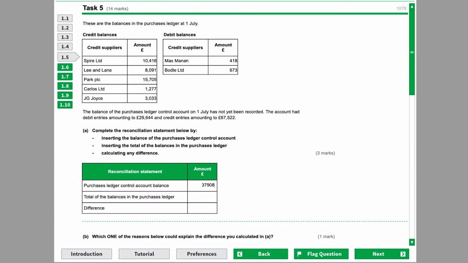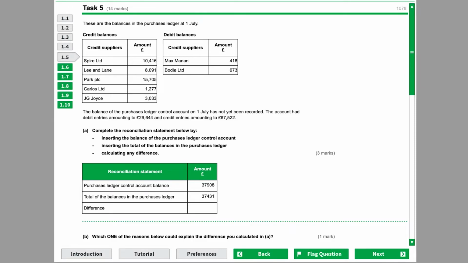Next, calculating the total of the balances in the purchase ledger. To do that, all we need to do is add up all the credit balances above and take away both the debit balances. So if we do that now, that gives us a balance of $37,431. And we can enter that in, so 37,431.